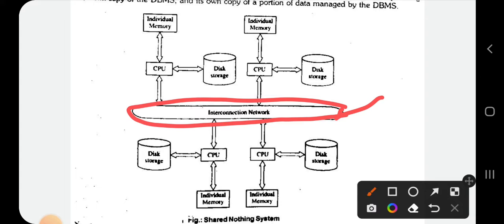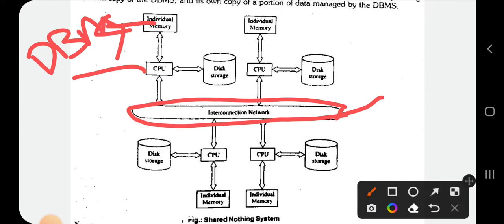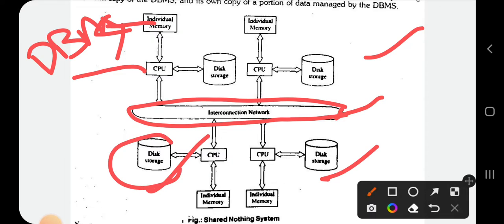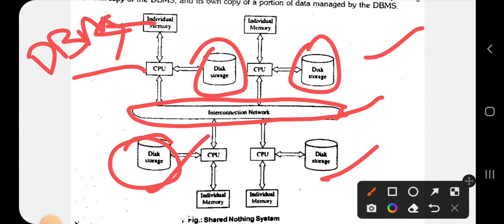Okay, and in this particular architecture, every CPU maintains its own individual memory. As it maintains its own memory, it will have its own DBMS. In the same way, this CPU, and this CPU, and this CPU. Along with that, each maintains its own storage disk. Okay, own storage disk will be maintained by each and every CPU.